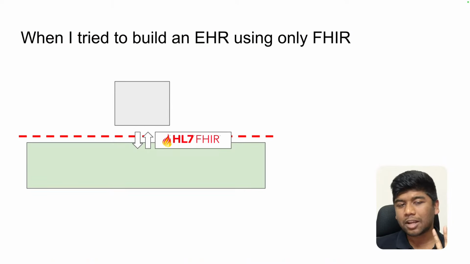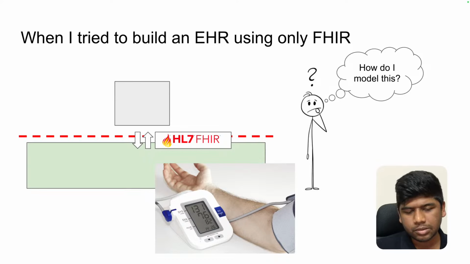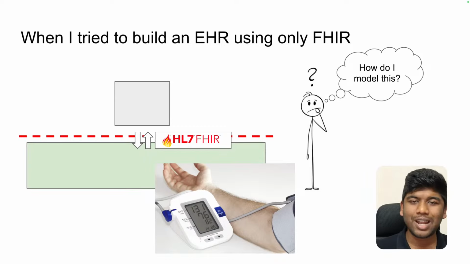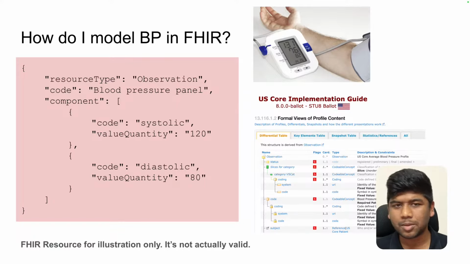But when I actually tried to build an EHR using only FHIR, the main problem I came up with was, how do I model this? How do I store something like this? Let's take a simple example. I have blood pressure. How do I store this in FHIR? I have so many options. I looked up the FHIR international standard, and it does not tell me how to model blood pressure. They tell me, okay, you can maybe use the observation resource, but even using observation, there are so many different ways. For example, you could have a single observation resource with two components, systolic and diastolic. This is how the FHIR US implementation guide does it.